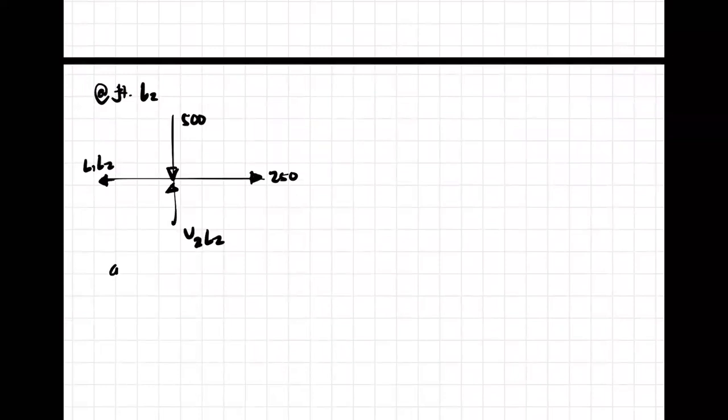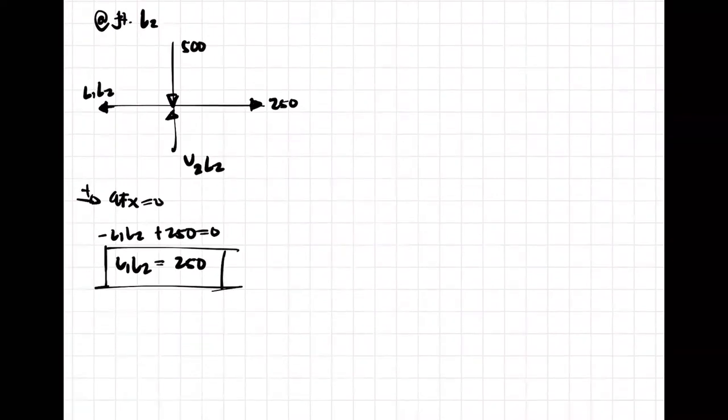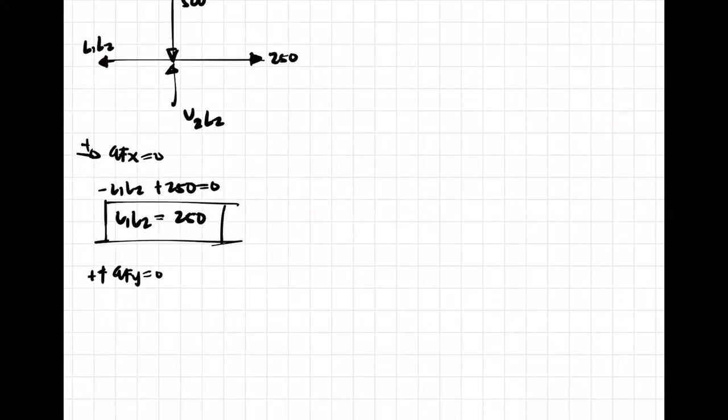So, summation of forces X is equal to 0, going right is positive. We have negative L1, L2 plus 250 is equal to 0. L1, L2 is equal to 250. And then summation of forces Y is equal to 0, going upward is positive. U2 L2 minus 500 is equal to 0. U2 L2 is equal to 500 compression, and L1, L2 is tension.